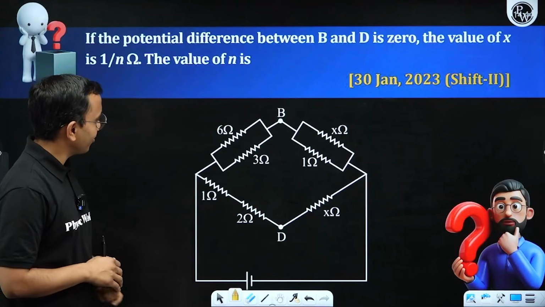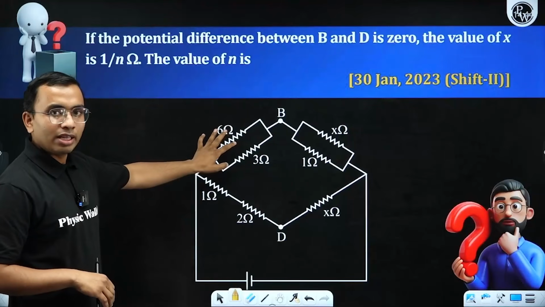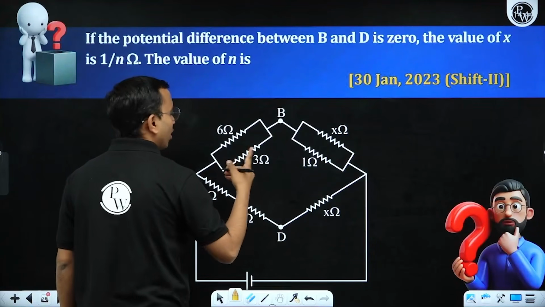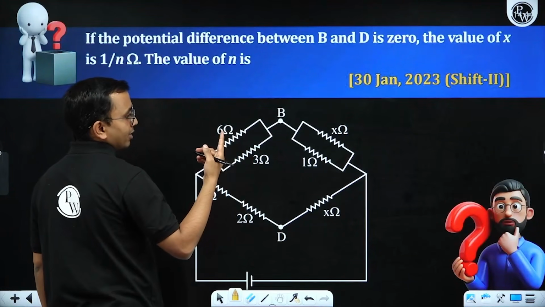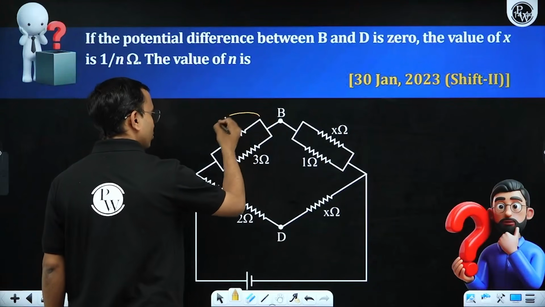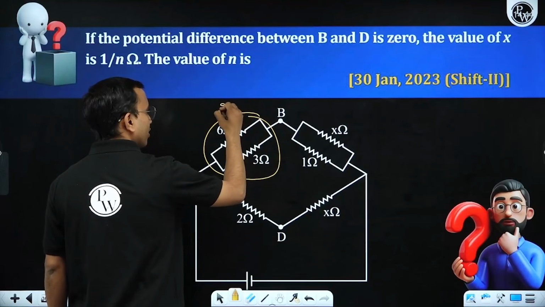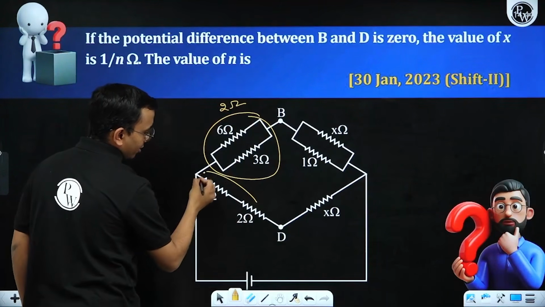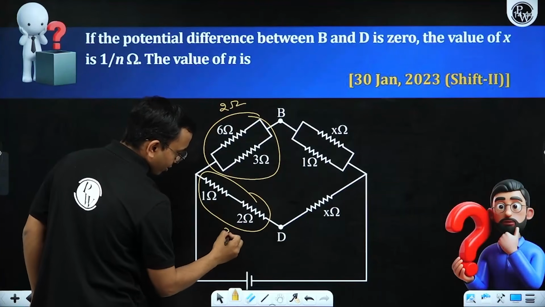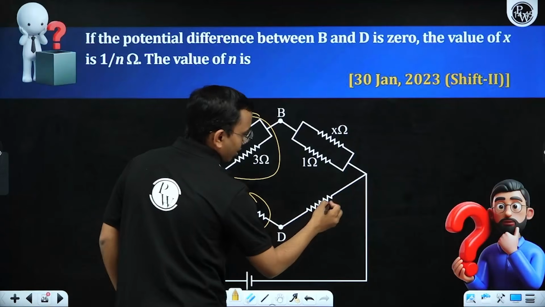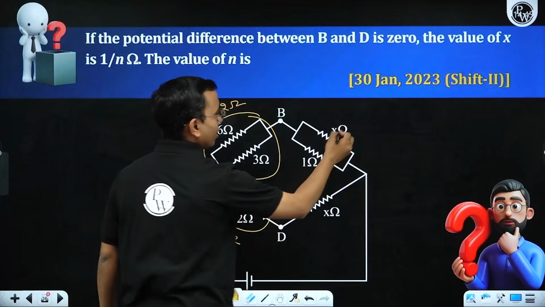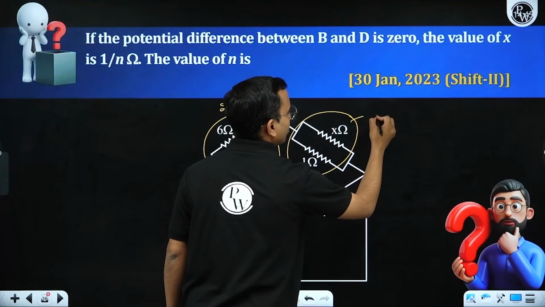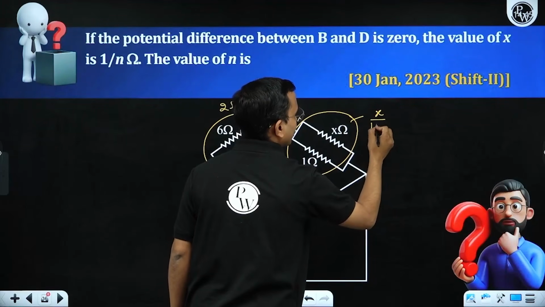Now let us discuss. 6 and 3 are in parallel, equivalent is 2. 6 into 3 divided by 6 plus 3, 9. Okay. So 6 into 3, that is 18 by 9, is 2. Therefore, this is 2. This total is 3. Both are in series. This is X. This is parallel. So I can write this as X into 1 divided by 1 plus X. So X divided by 1 plus X.